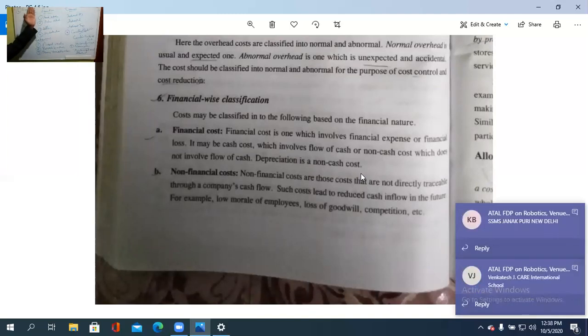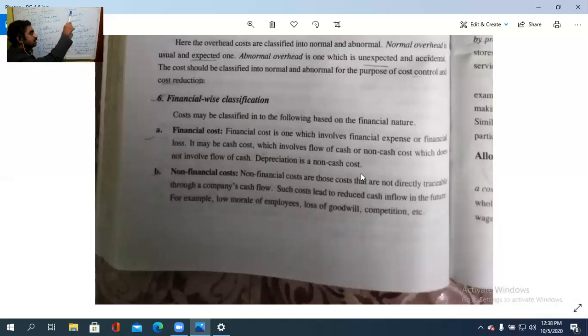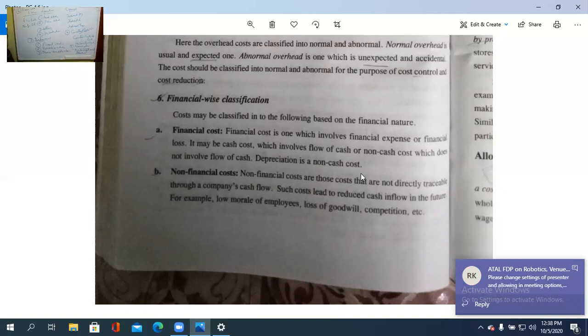Once again I will explain to you. Based on functions: production or works overhead, administration or office overhead, selling overhead, and distribution overhead. You can read the explanation in detail; I already explained it to you. Then element wise classification: indirect material, indirect labor, indirect expenses. Then behavioral wise classification, based on the behavior it performs. Fixed overhead means what? It remains constant throughout the entire period. Then variable overhead means what?